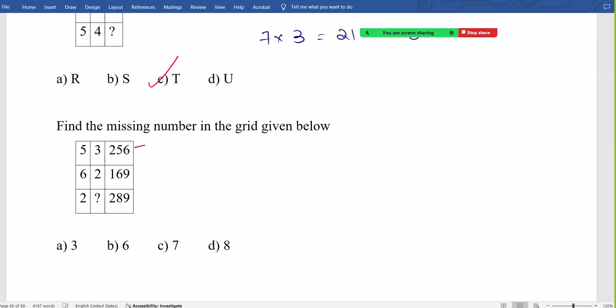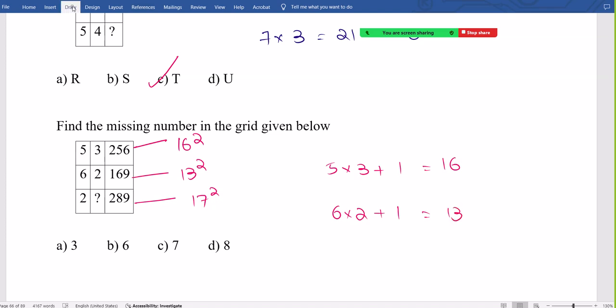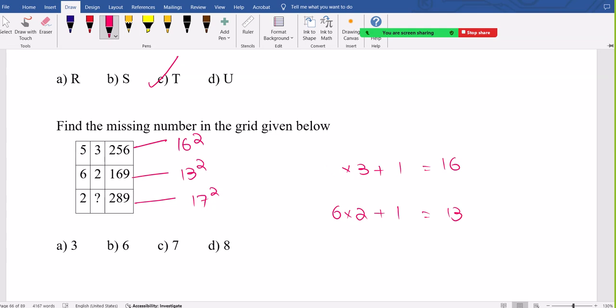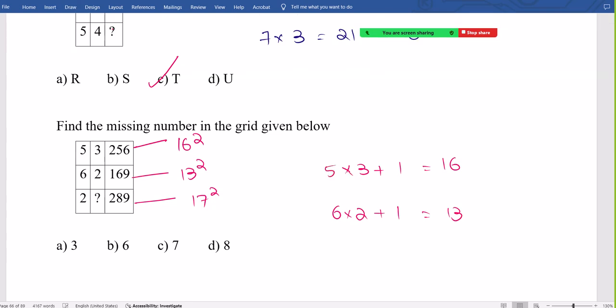Yes. So this is 16 square, sir. But how you got that 16? This is 13 square, sir. How you got that 13? This is 17 square, sir. 5 multiplied by 3 plus 1 is 16. 6 multiplied by 2 plus 1 is 13. You observe in that 5 multiplied by 3. Similarly, 2 multiplied by 8 plus 1 is 17. Then you got 17 square.